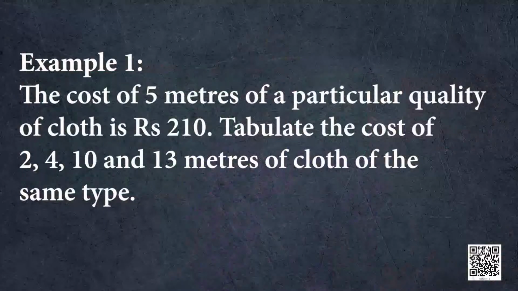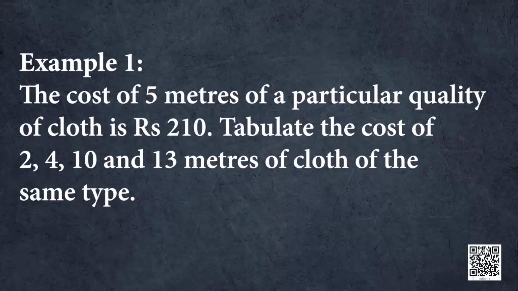Now, let us consider some more examples where we would use the concept of direct proportion. Here is an example for you. Example 1. The cost of 5 meters of a particular quality of cloth is rupees 210.